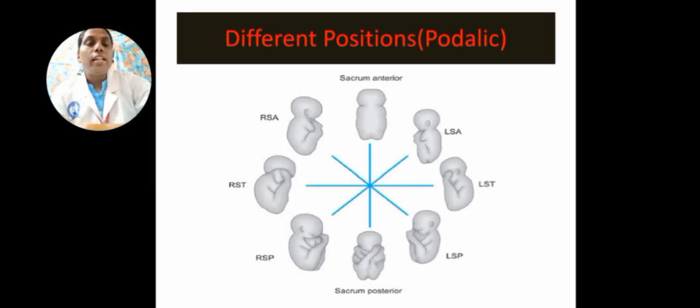To the right iliopectineal line, we say right sacro-transverse. And to the left iliopectineal line, we say left sacro-transverse. And when the sacrum is facing the right sacroiliac joint, we say right sacro-posterior. And to the left sacroiliac joint, we call the position left sacro-posterior.